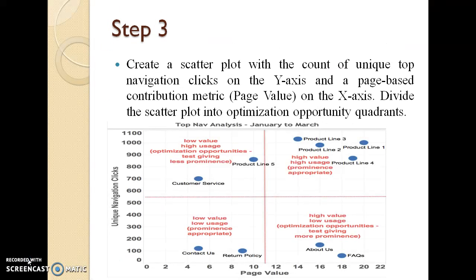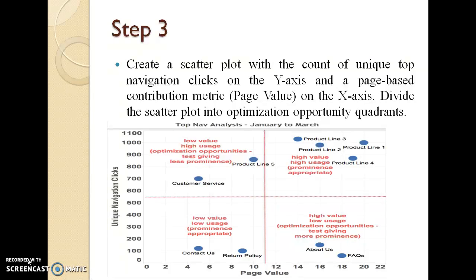Step 3. Create a scatter plot with the count of unique top navigation clicks on the y-axis and a page-based contribution metric on the x-axis that denotes the page value. Divide the scatter plot into optimization opportunity quadrants.